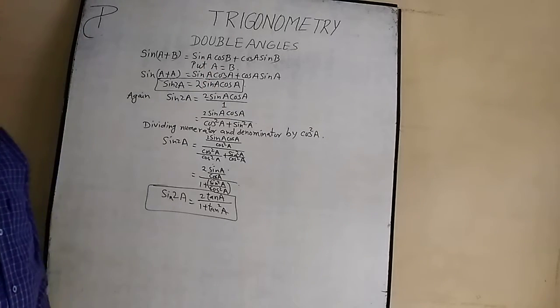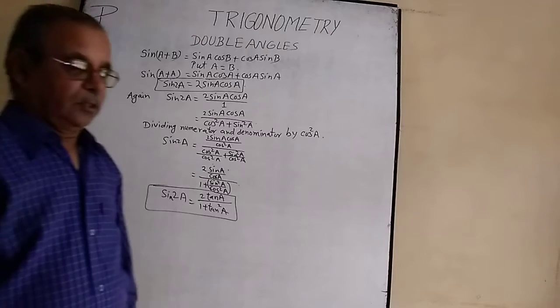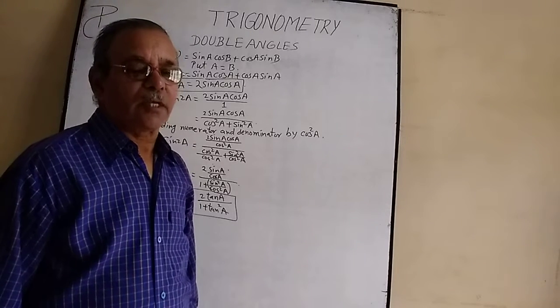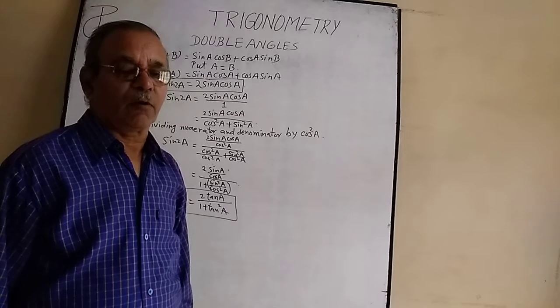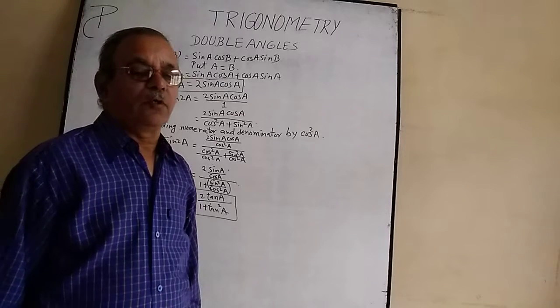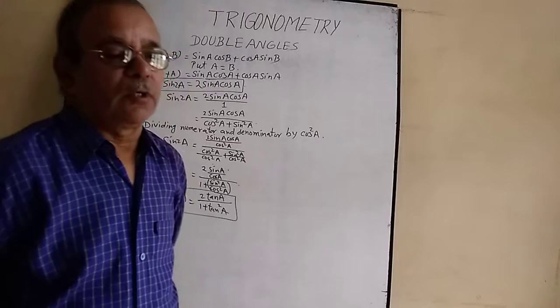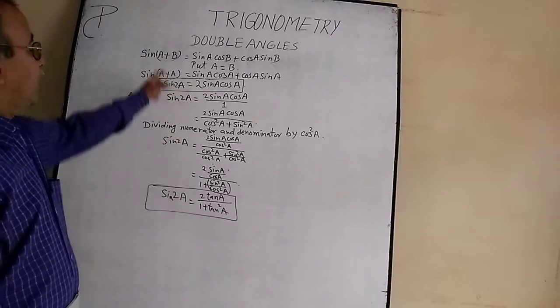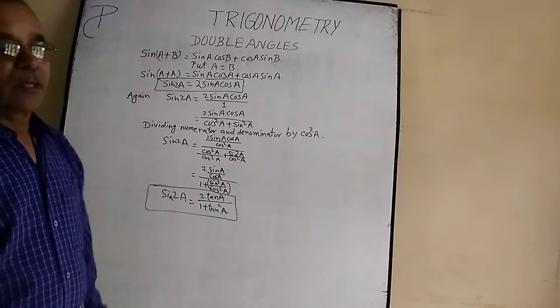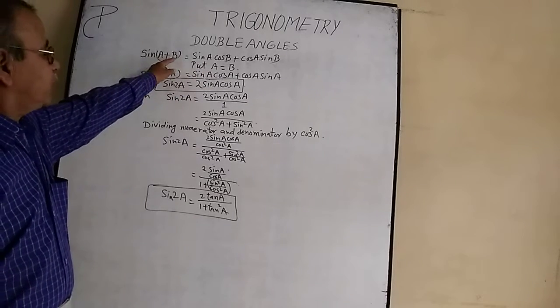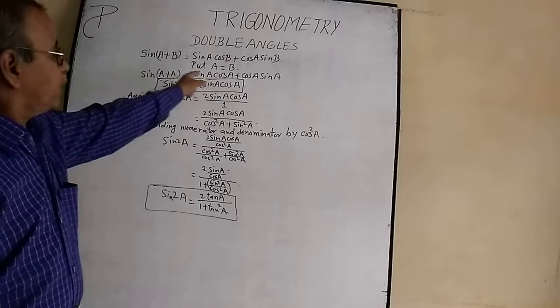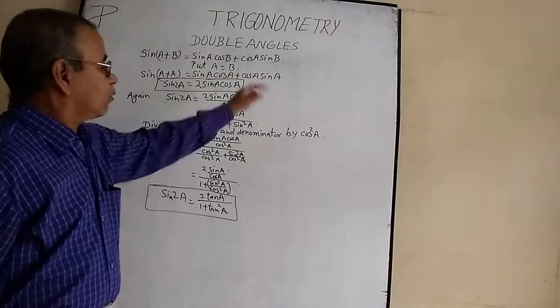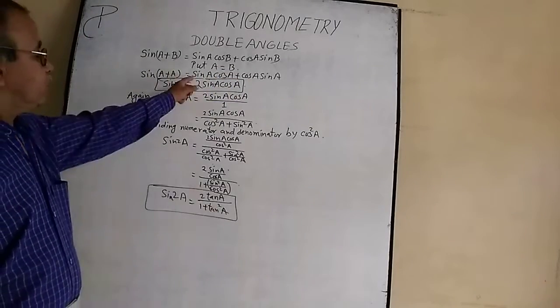Yesterday I already told you about these four relations: sin(A+B), sin(A−B), cos(A+B) and cos(A−B). We form two or more relations from them. Now this is one more relation. If I put A equal to B, then in place of B I write A, so sin 2A is equal to 2 sin A into cos A. This is one formula.